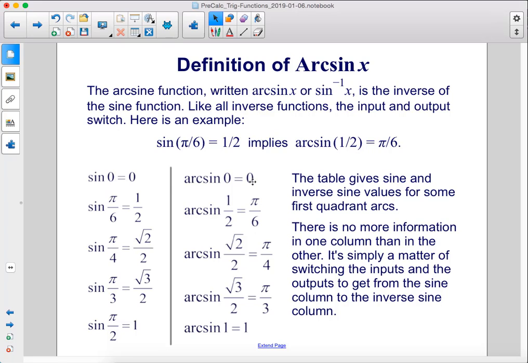The table gives sine and inverse sine values for some first quadrant arcs. There is no more information in one column than in the other. It's simply a matter of switching the inputs and the outputs to get from the sine column to the inverse sine column. So sine of 0 is 0, arcsine of 0 is also 0. Sine of pi over 4 is the square root of 2 over 2. Arcsine of the square root of 2 over 2 equals pi over 4.